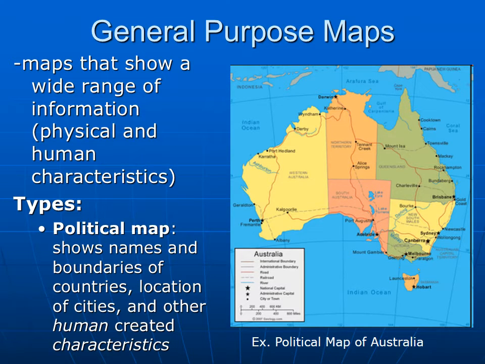General purpose maps are maps that show a wide range of information, both physical and human characteristics. The first type we'll talk about are political maps. They show the names and boundaries of countries, the locations of cities, and other human-created characteristics. Please take a moment to look at the map on the right and identify some of the political features of the map.